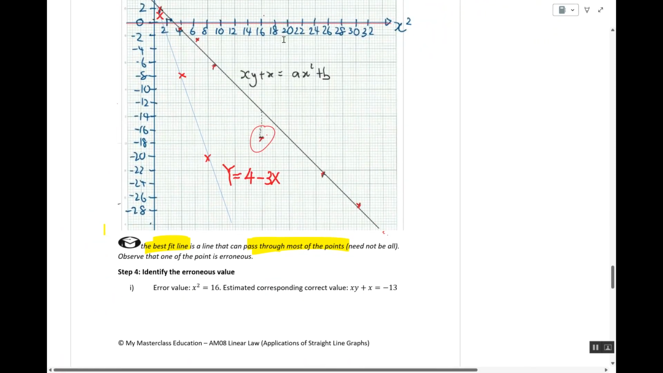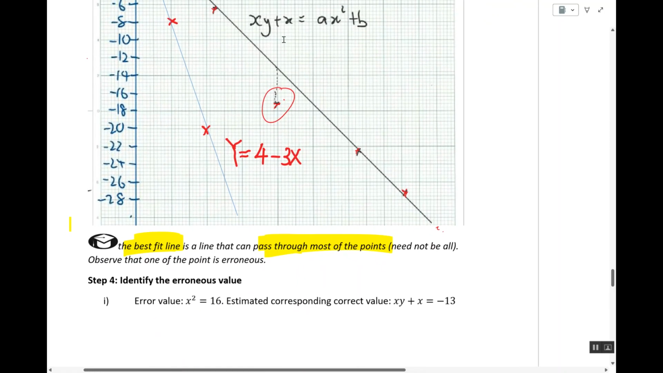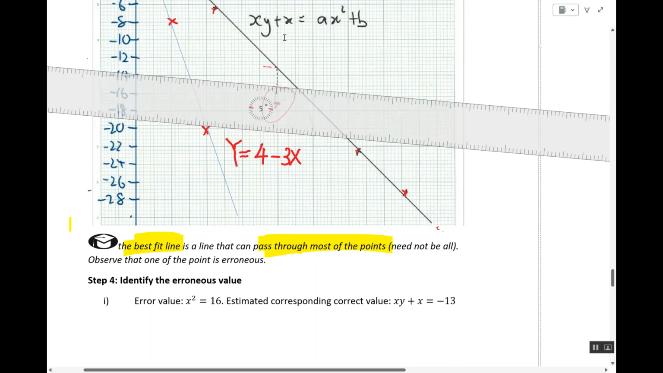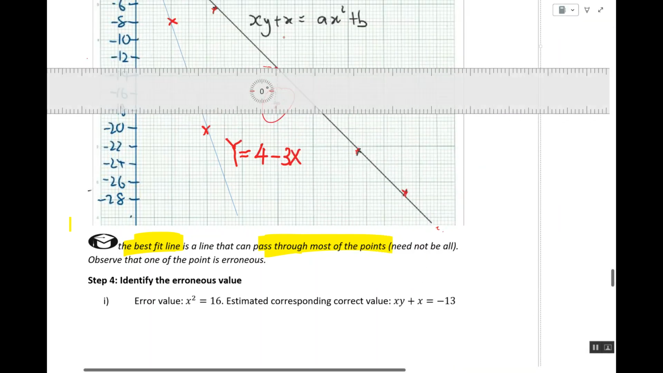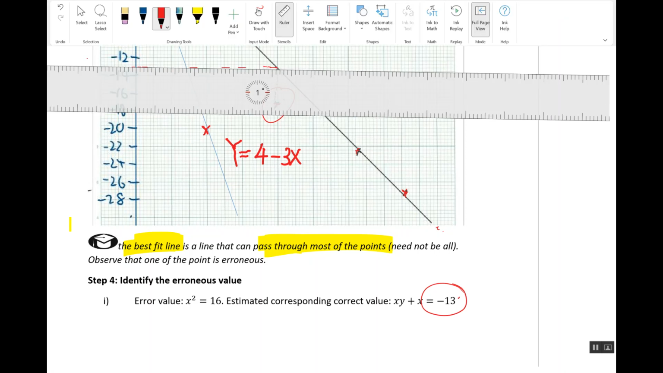So for part 1, they ask you to identify the anomaly value and then give the correct corresponding value. Since I know this is the anomaly value, the estimated correct value should be found by taking a ruler, please don't eyeball it, and drawing a dotted line. All these workings have to be in your graph. So the estimated correct corresponding value is negative 13. That's for the first part.